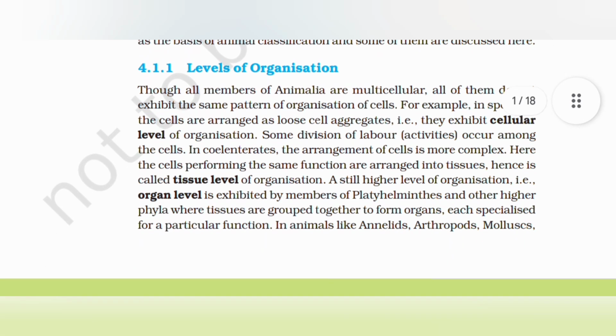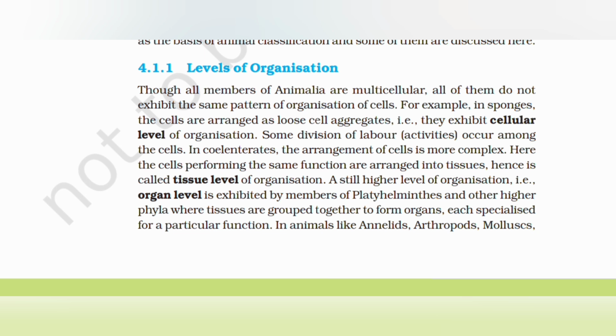4.1.1 Level of organization. Though all members of Animalia are multicellular, all of them do not exhibit the same pattern of organization of cells. For example, in sponges, the cells are arranged as loose cell aggregates. They exhibit cellular level of organization. Some division of labor occurs among the cells. In coelenterates, the arrangement of cells is more complex.